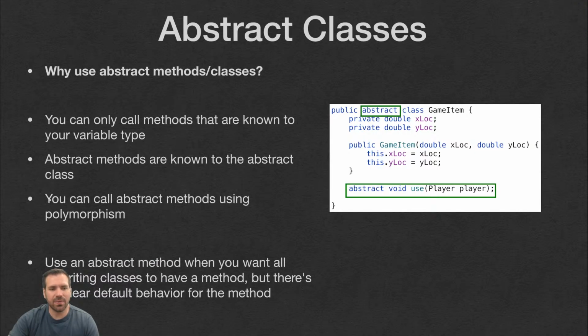So this is where it really shines. You can call abstract methods using polymorphism. If I have a variable of type GameItem, I can call the use method because the GameItem abstract class knows that the use method exists. Therefore, through GameItem variables, I'm allowed to call the use method. I don't know what it's going to do. That depends on the child classes and the overrides, but I know it will exist and that it will do something, hopefully something useful. It will have a definition.